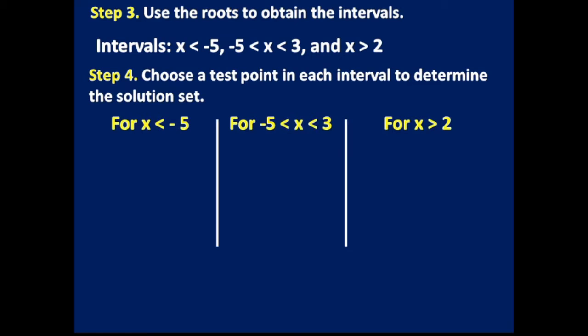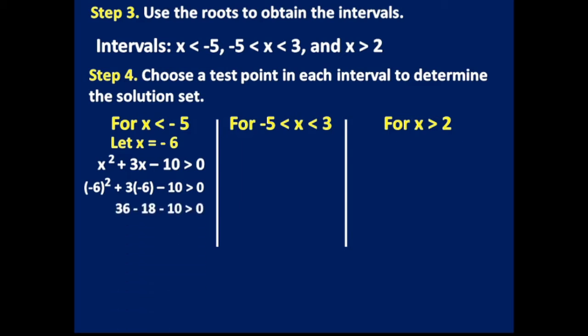For the interval x is less than negative 5, let x equal to negative 6. Substitute the value of x, which is negative 6, to the given quadratic inequality, which is x squared plus 3x minus 10 is greater than 0. We have the square of negative 6 plus 3 times negative 6 minus 10 is greater than 0. Then simplify. 36 minus 18 minus 10 is greater than 0. Then 8 is greater than 0. So the statement is true.